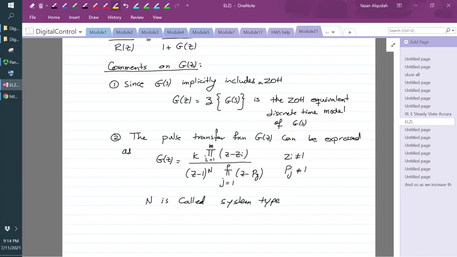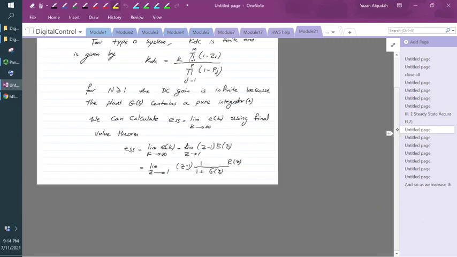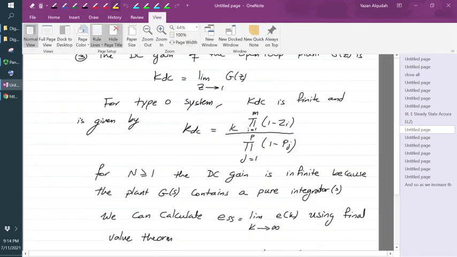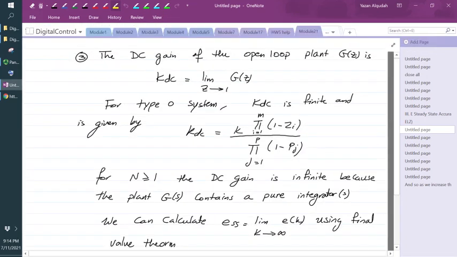So again, we're assuming that Zi is not equal to 1, because if it's equal to 1, it's going to cancel with Z minus 1. This becomes N minus 1. And we also assume Pj is not equal to 1. So all the Z minus 1 terms are together, and they are to the power of N. N is called the system type. Okay, and we'll clarify what that means when we do an example.